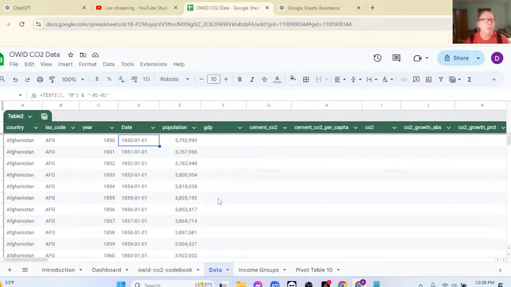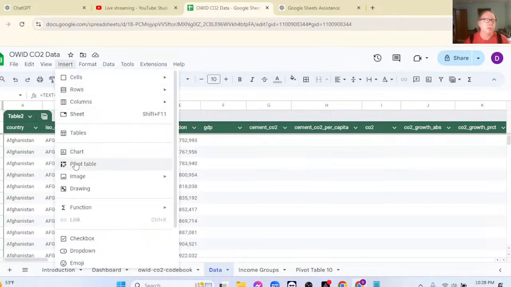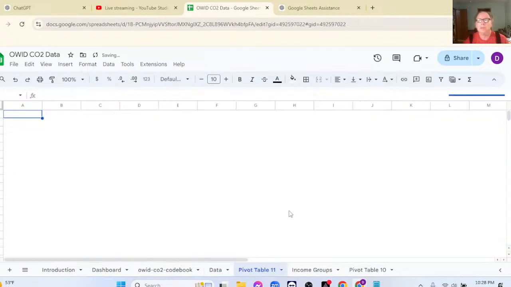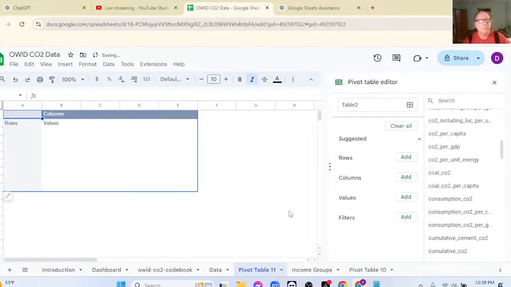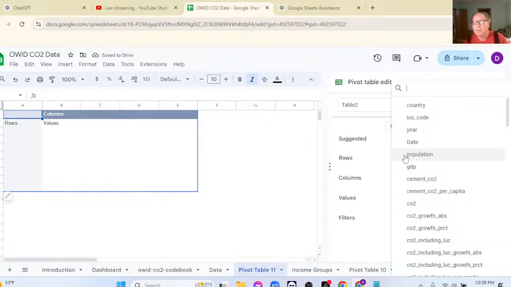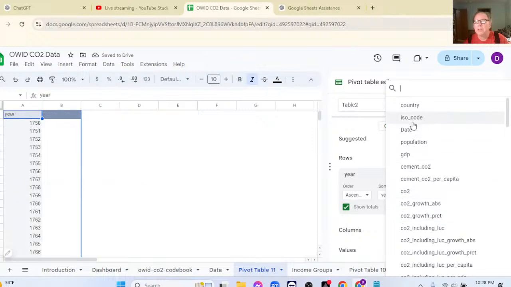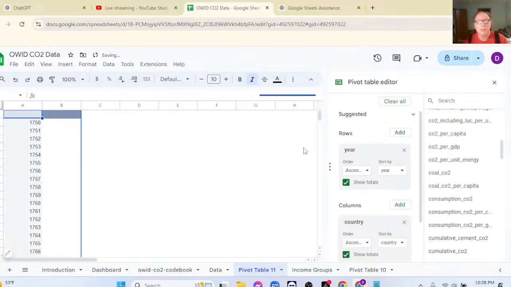Now we can come back over here. We can do the second one over here. Insert pivot table, new sheet. Rows is going to be year. Columns is going to be country again, right?